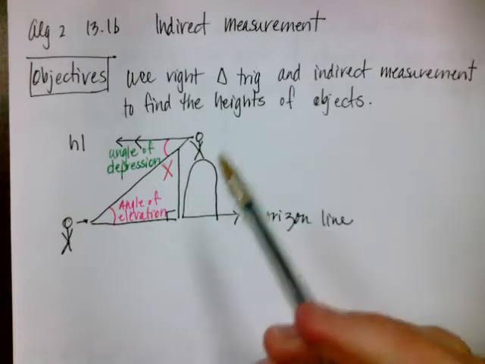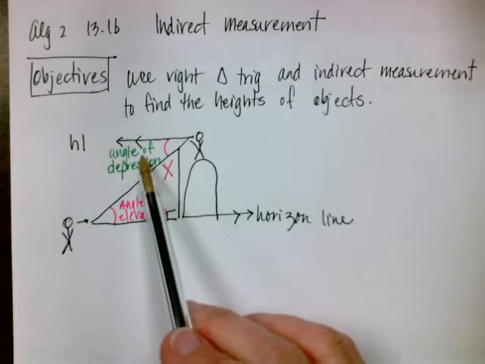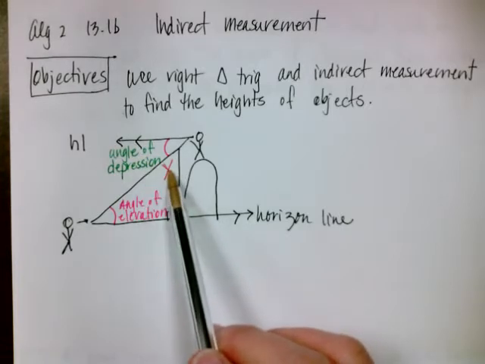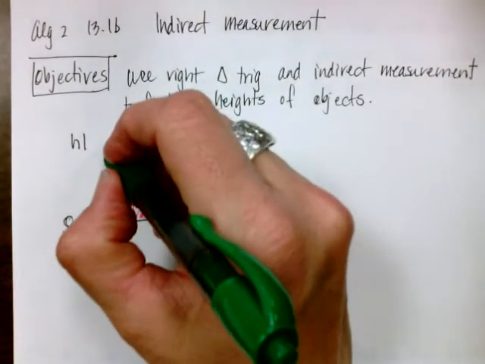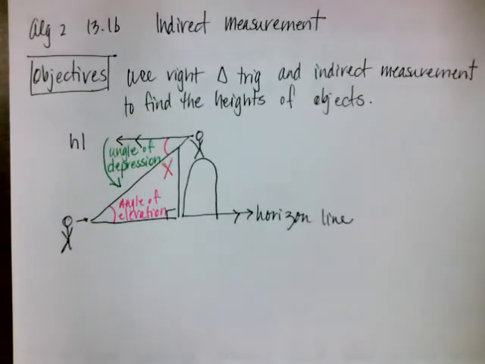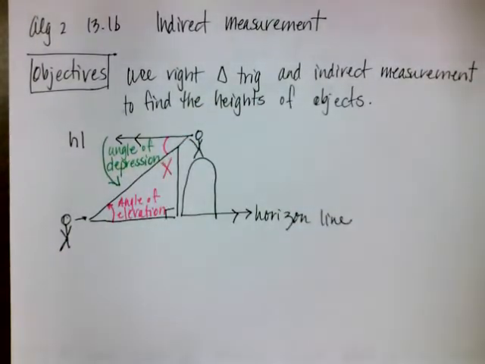Oftentimes what students do, though, is when they're drawing their diagram, they label the angle of depression and put it here. That is not the angle of depression. The angle of depression goes from the horizon line down, and it is congruent to the angle of elevation that goes from a horizon line up.